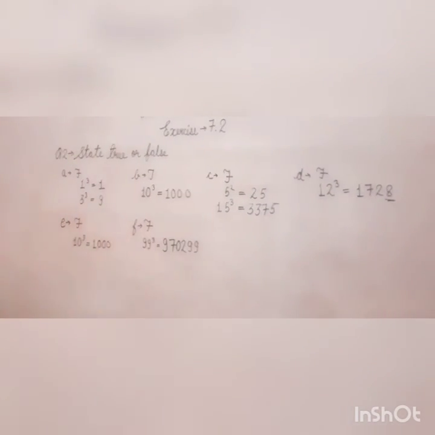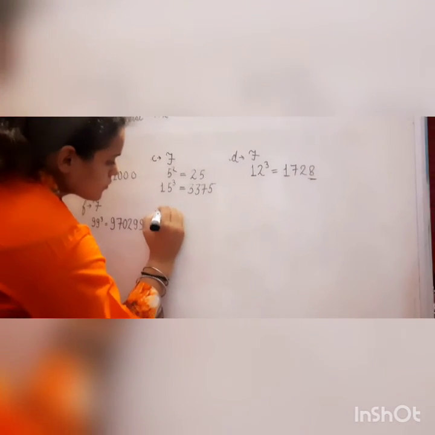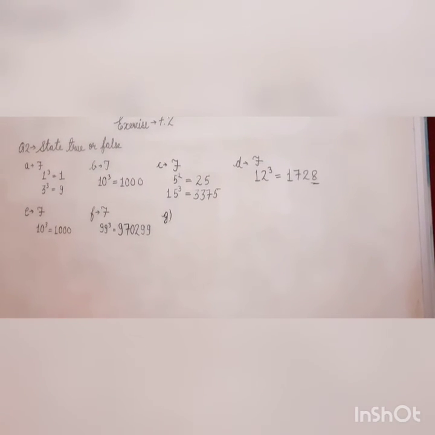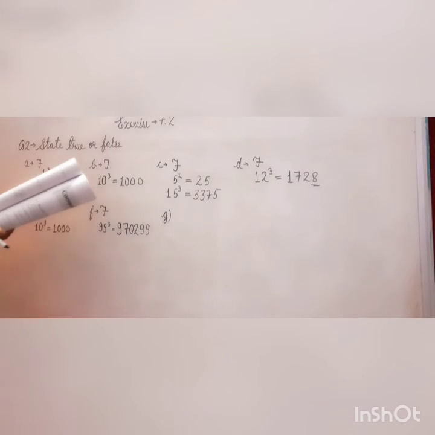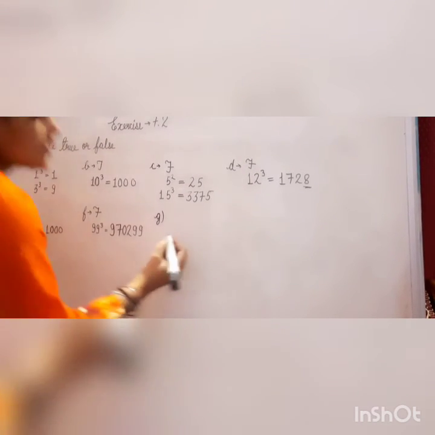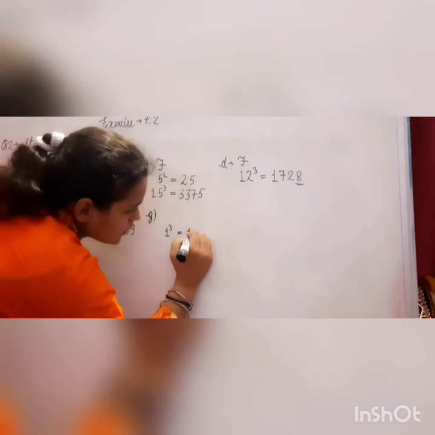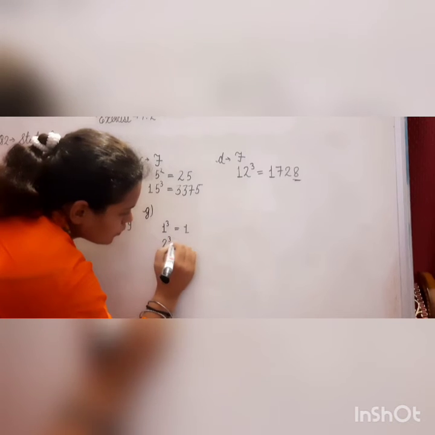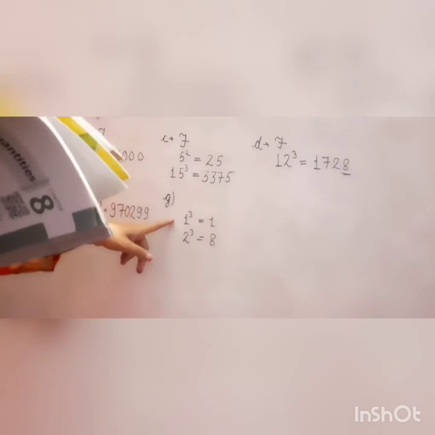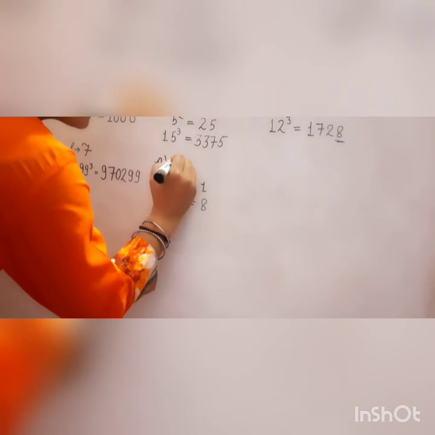Okay class. Now your seventh part is: the cube of a single digit number may be a single digit number. You can see that the single digit number is 1. The cube of 1 is 1. The cube of 2 is 8. You can see that the cube of a single digit number is single digit. Okay class, that's why this statement is true.